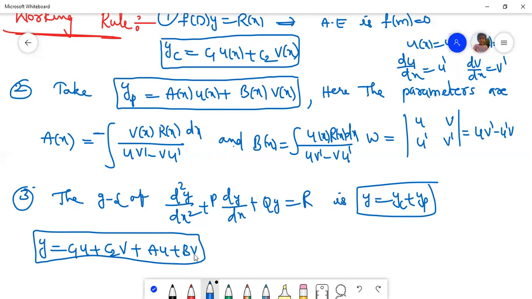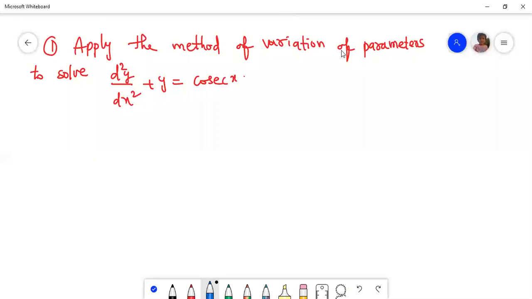Here there is no need to solve for how to find the total derivation. The method will not come in the examination, only the problems come in the examination. Just write down these steps, then we can discuss.